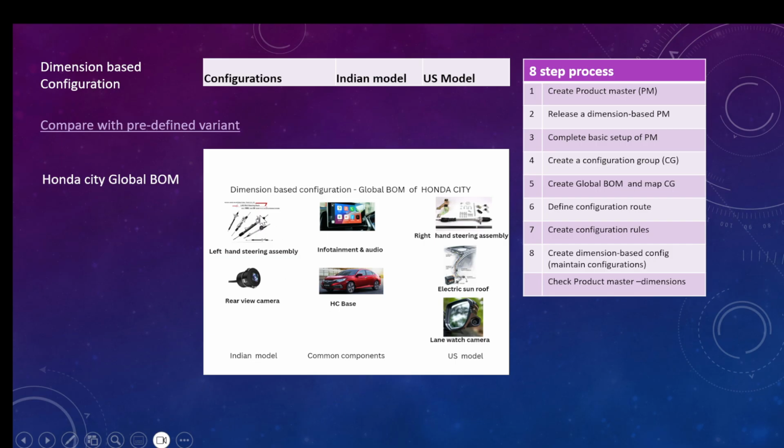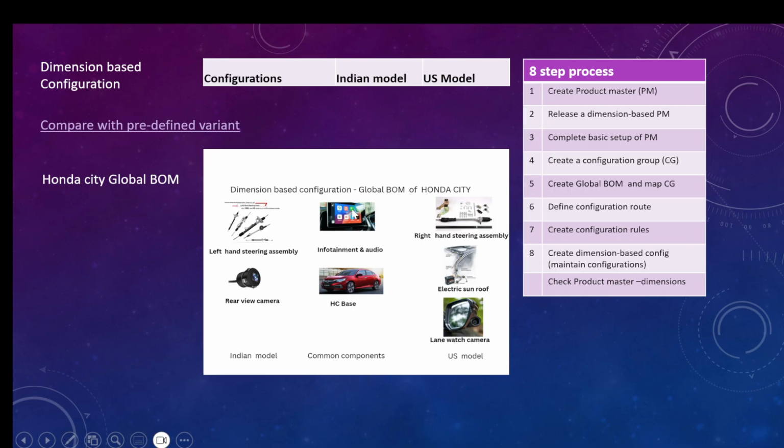Here, what I've done is I've lined up the left-hand steering assembly and rear view camera for the Indian model, and I have used infotainment and audio component and the base version of Honda City as common components for both the versions. Whether you buy an Indian version or a US model, you will have these two components.